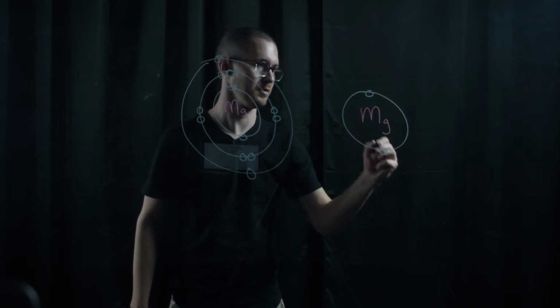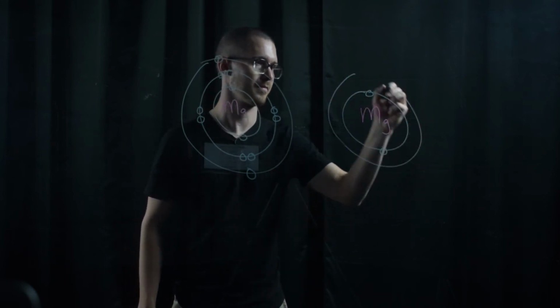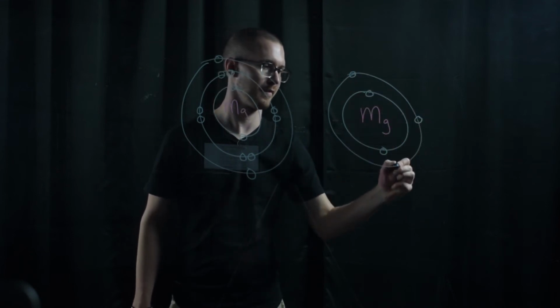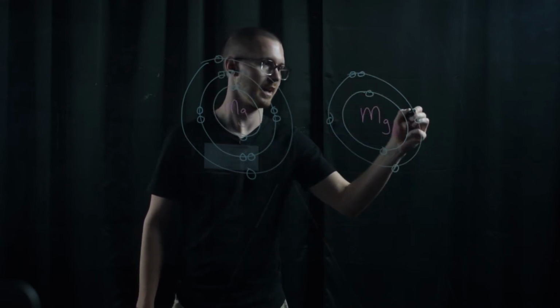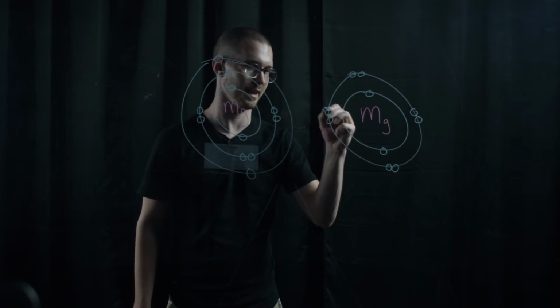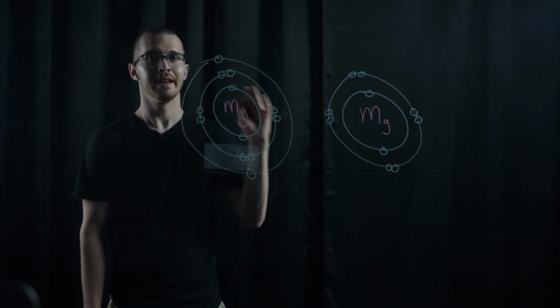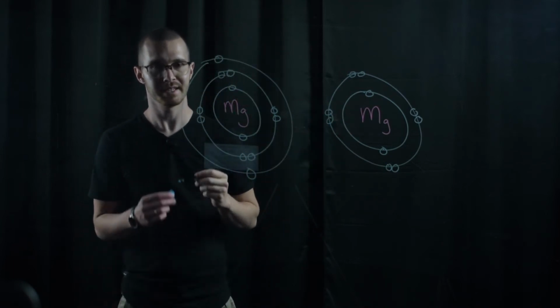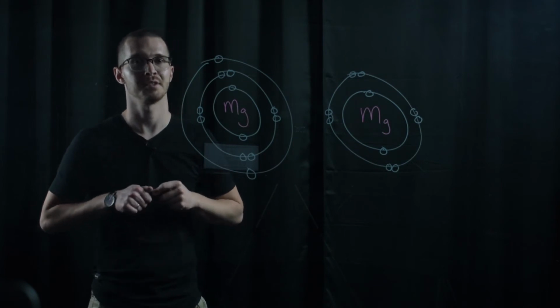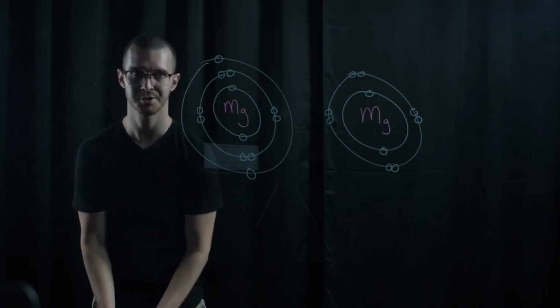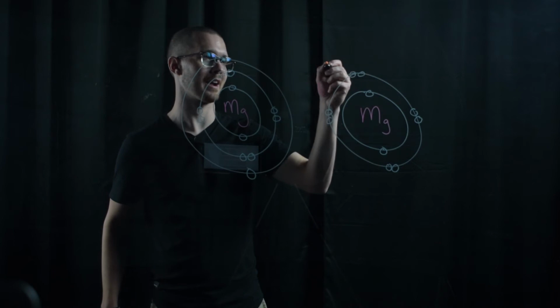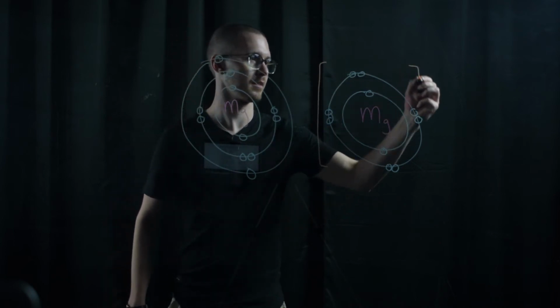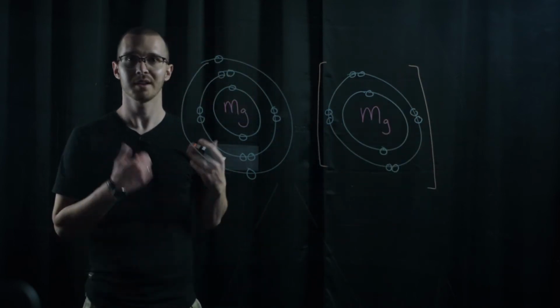with 2 less electrons. 1, 2, 3, 4, 5, 6, 7, 8, 9, 10. Now, this is the ionized version of magnesium. Now, in order to show that, there's a really important way to draw this. And we draw it by using some square brackets around it, as well as giving it a charge.